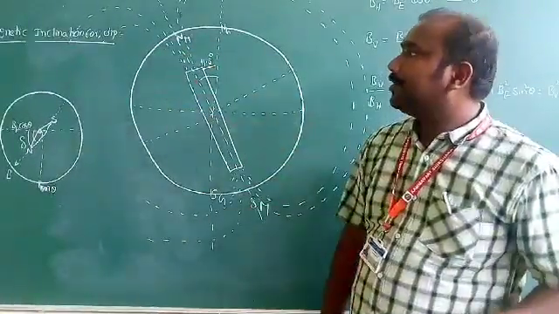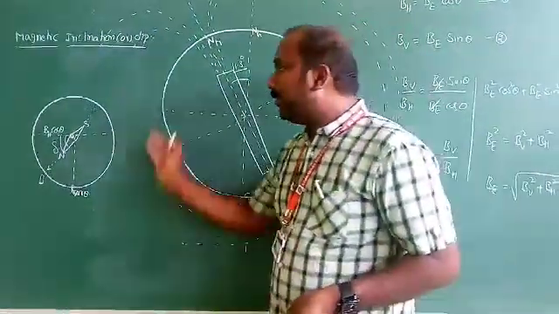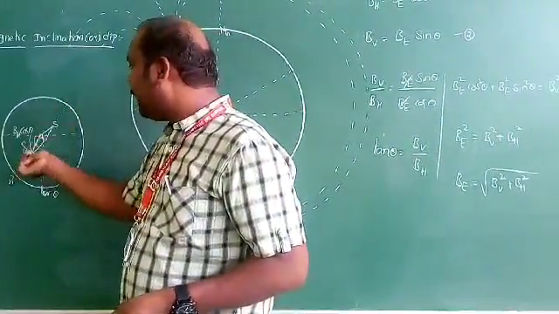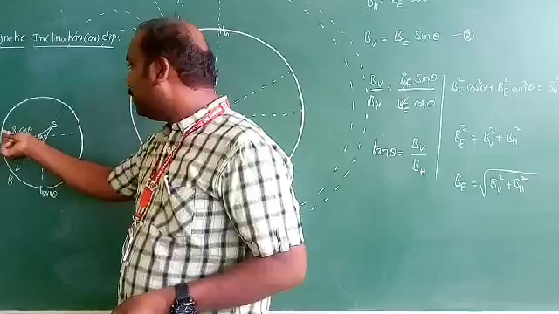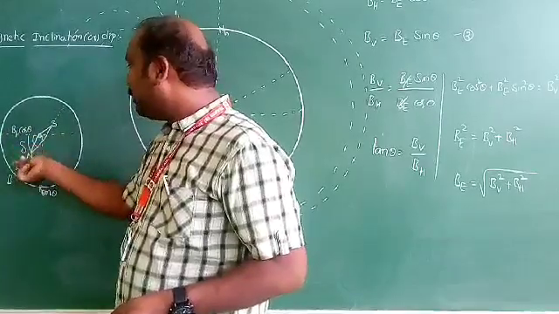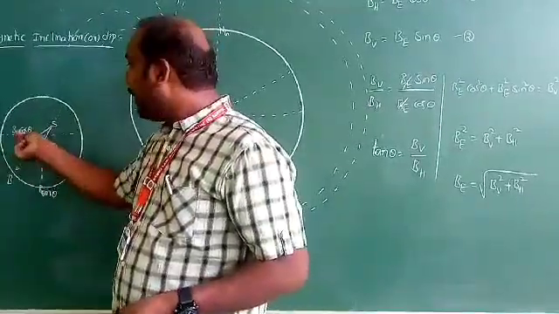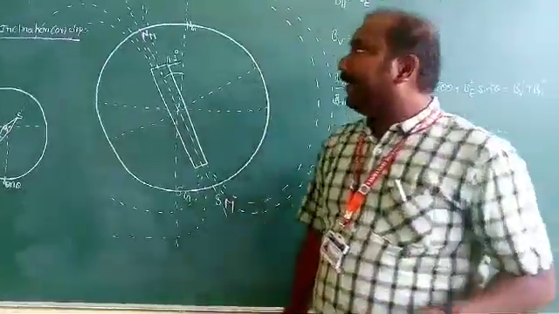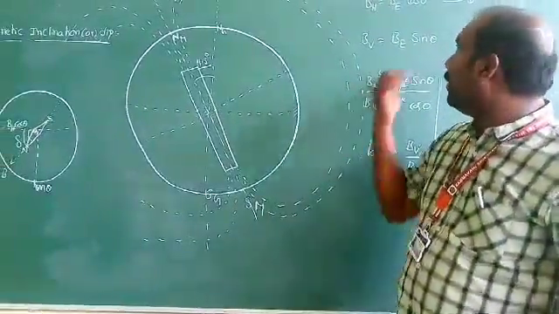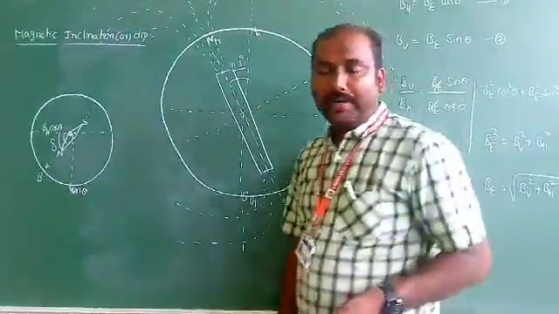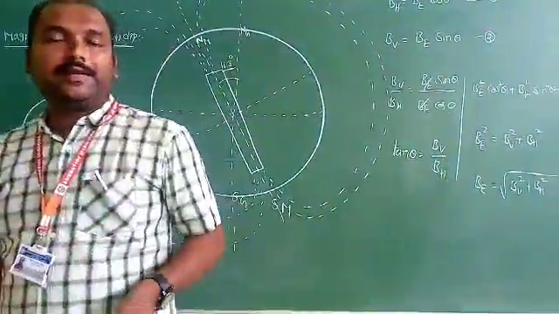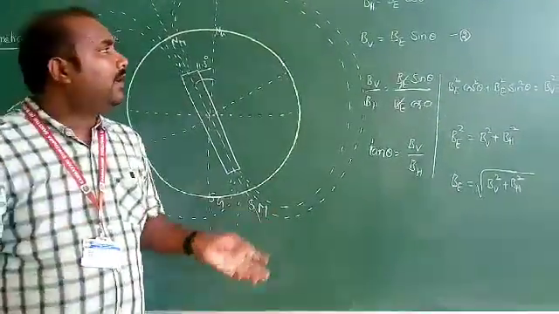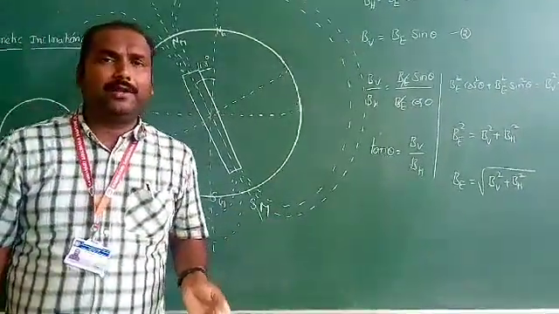And magnetic inclination: in a vertical plane, the total intensity of the magnetic field acts in this direction. This is horizontal, this is vertical. The angle between the total intensity of the magnetic field and the horizontal component, that angle we call the magnetic inclination or dip. And lastly, the horizontal component of Earth's magnetic field, the total intensity of the magnetic field in the horizontal direction, is represented by the symbol BH.